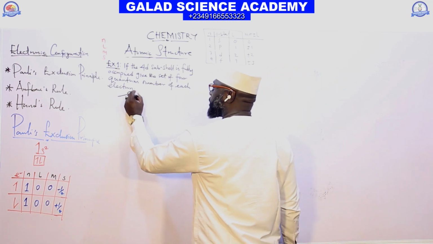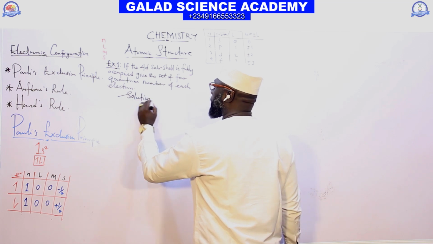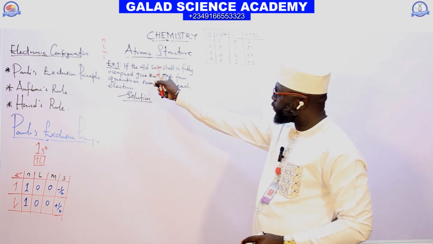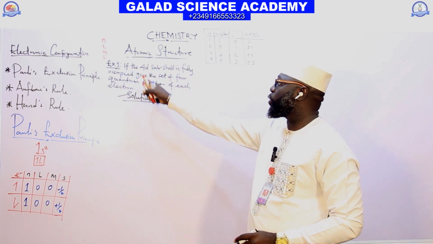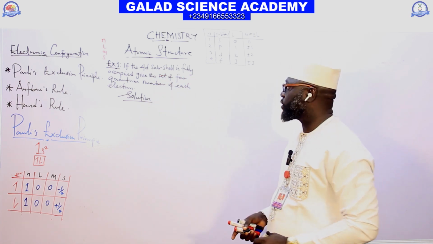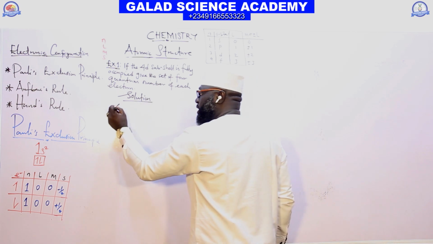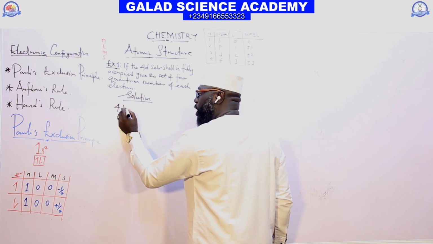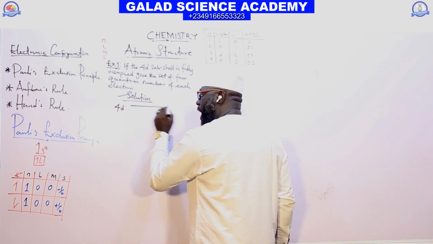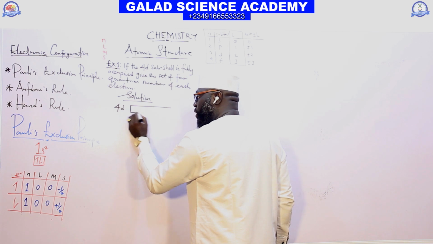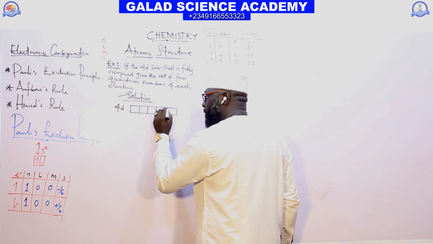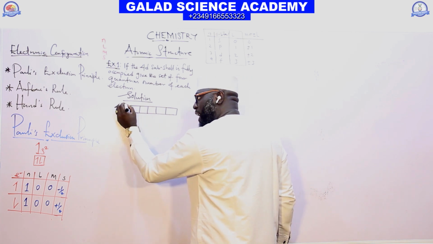Let us solve this question under the Pauli solution. We are given that if the 4d subshell is fully occupied, give the set of four quantum numbers of each electron. We know that the d subshell has five orbitals and can accommodate a maximum of 10 electrons. It is fully occupied.